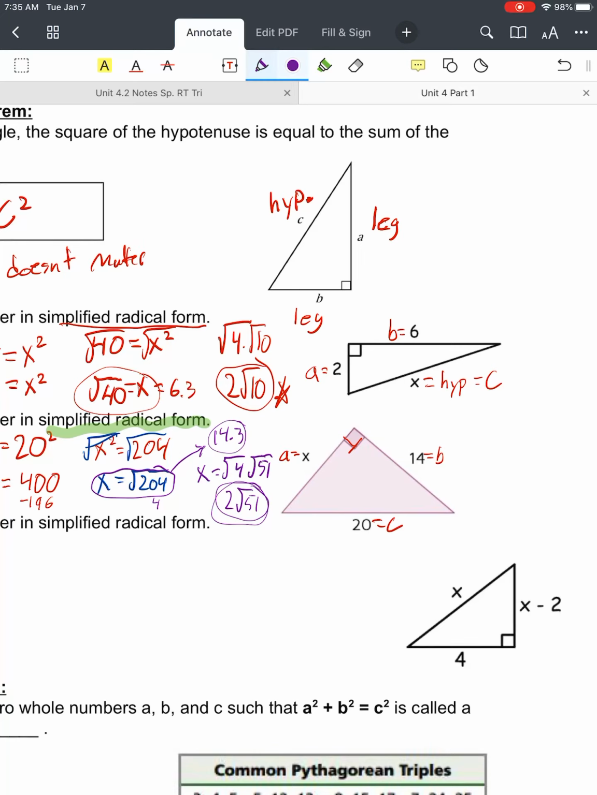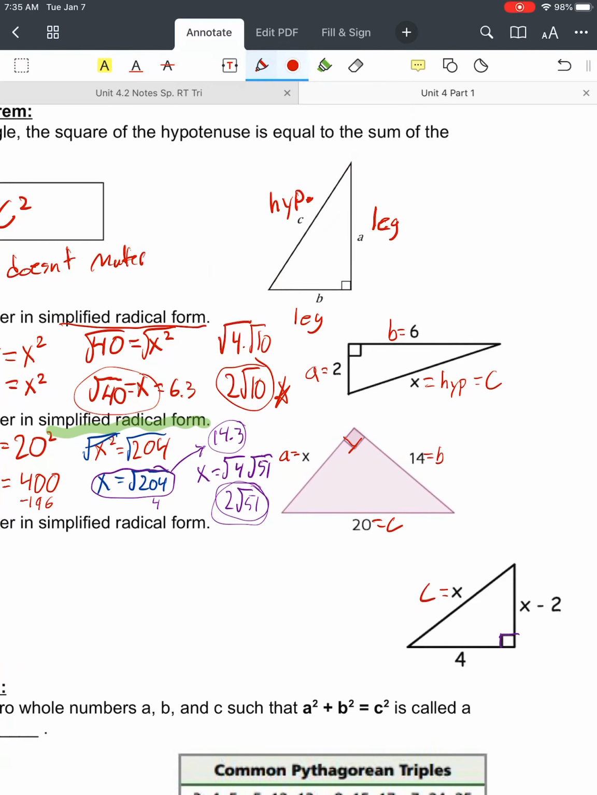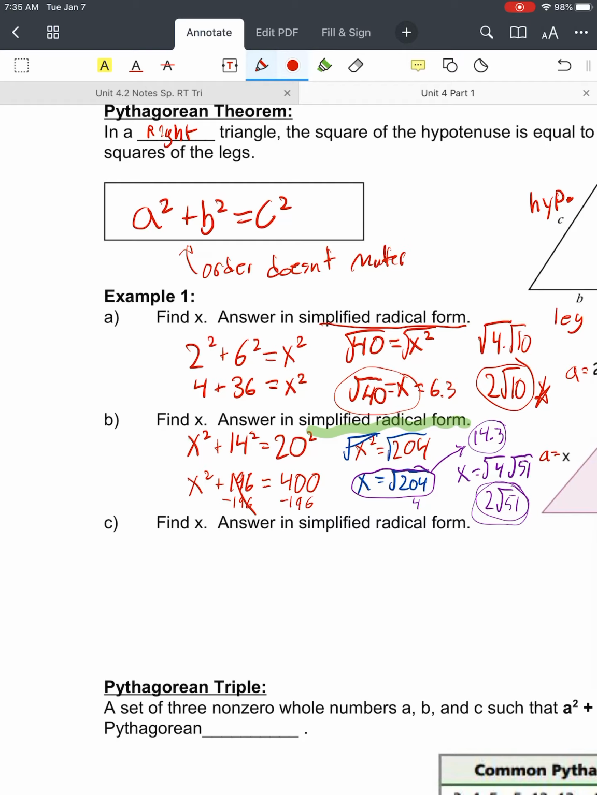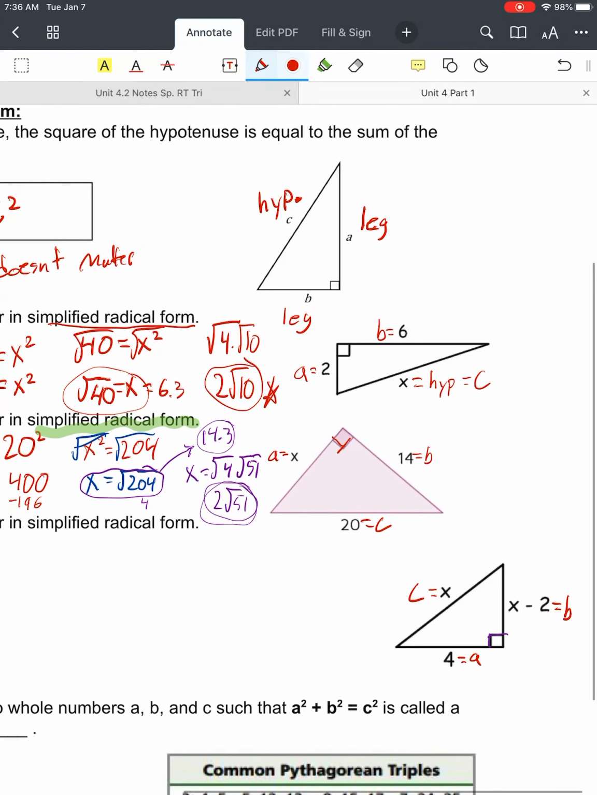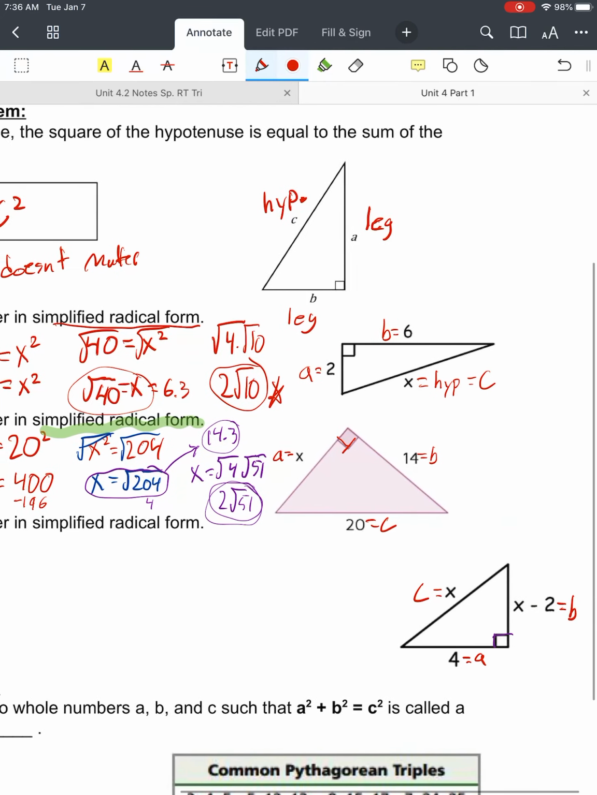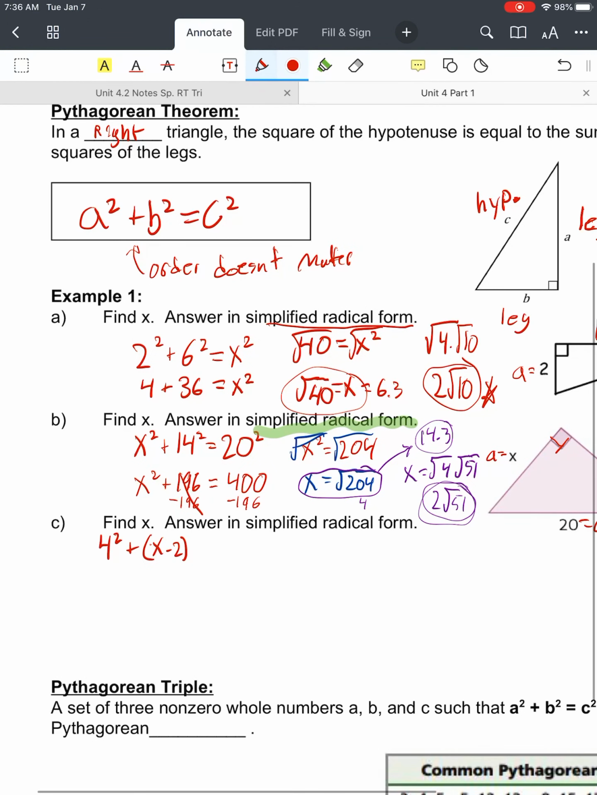So first thing I notice is that the side across from the right angle is this x, so that's going to be my c, and then I'll just decide which one's my a, which one's my b. Doesn't really matter because again, order doesn't matter with the a and the b. So when I plug these all into my Pythagorean theorem, my a is 4, so I have 4 squared plus, we have the expression x minus 2 is my b, so x minus 2 quantity squared equals x squared, which was my c.